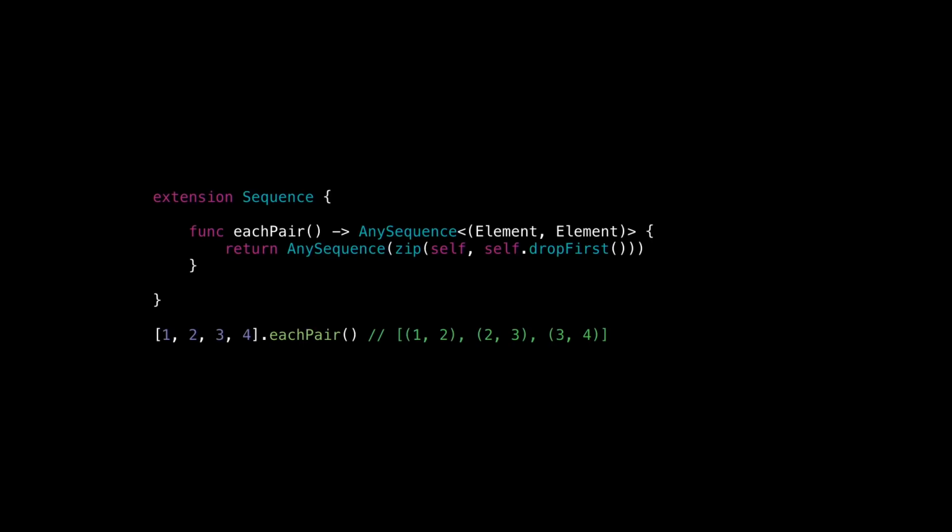So you've got these pairs, and you'll notice now that you can use this in chains as well, so you can map, filter, call each pair, map again, do whatever you want. And it's a lot easier to work with than the previous code of zipping and dropping first. So not only is it easier to read, but it's also easier to work with.